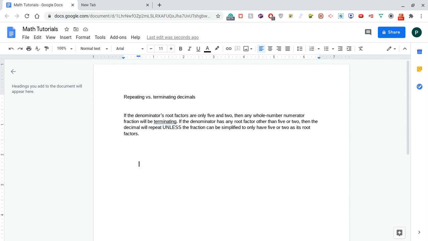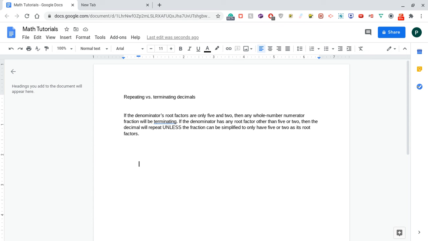So, root factors are when you take a number, break it into two factors, and break each of those factors down further. So 20's factor tree goes 20, 10, and 2, and then the 10 branches off into 5 and 2, while the 2 is the end of its line. So anything divided by 20, like 7 out of 20, will be terminating.